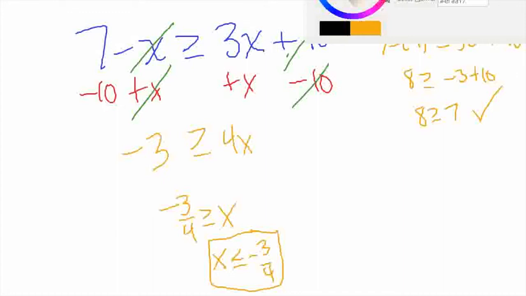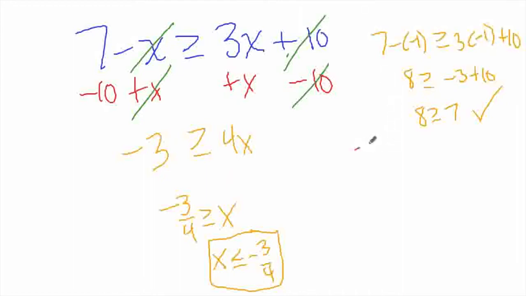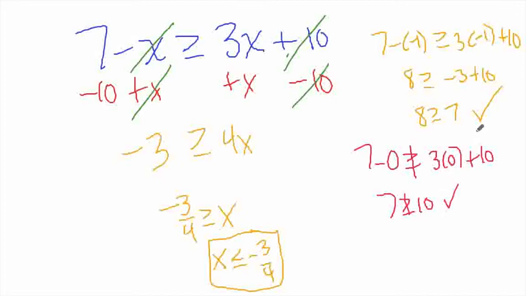Okay, because that means that my answer is correct. So 7 minus 0, I hope that that is not greater than or equal, I'll put a line through it, not greater than or equal to 3 times 0 plus 10. So is 7 not greater than or equal to 10? And that it is not. So okay, there you go. Now we're increasing our confidence.